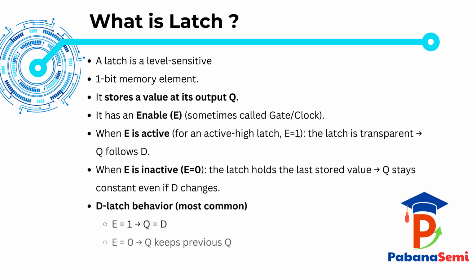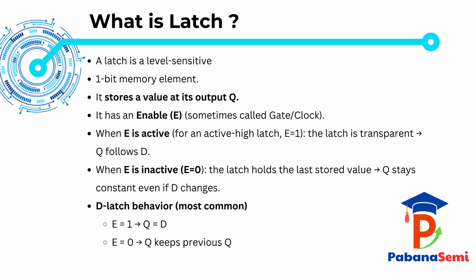Now, let's understand what is a latch. A latch is a level-sensitive, 1-bit memory element. That means it can store 1 bit of information at its output, which we call Q. A latch has an enable signal, also called E. Sometimes you may hear it referred to as gate or even clock. But for a latch, we usually say enable.